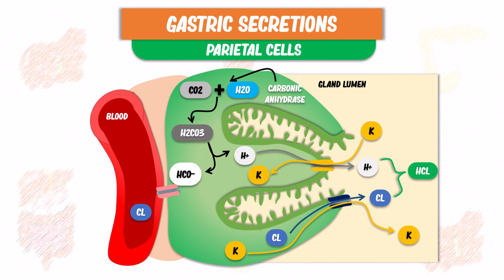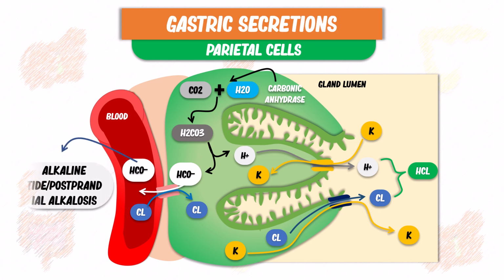The bicarbonate produced is released into the bloodstream in exchange for chloride, increasing the availability of chloride inside the cell to produce more HCl. This bicarbonate raises blood pH, a phenomenon known as alkaline tide or postprandial alkalosis. Later, this bicarbonate is utilized by the pancreas to neutralize gastric secretions in the duodenum, which we will discuss later.